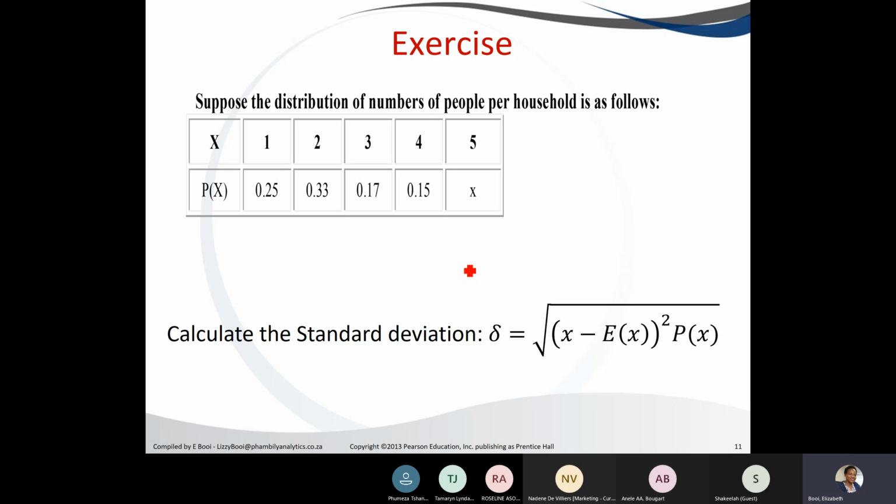Calculate the standard deviation of this answer. So what you need to do is first, if you can, try and do what is inside the bracket. Calculate that and square the answer. Once you have done that and you have your answers, then you can multiply by the corresponding probability. Remember our mean for this exercise, our expected value, which we calculated, is 2.5.